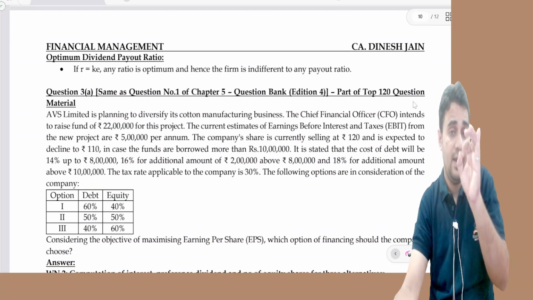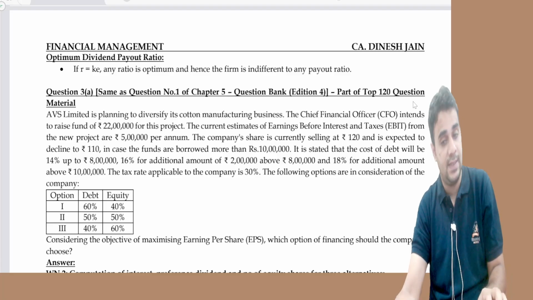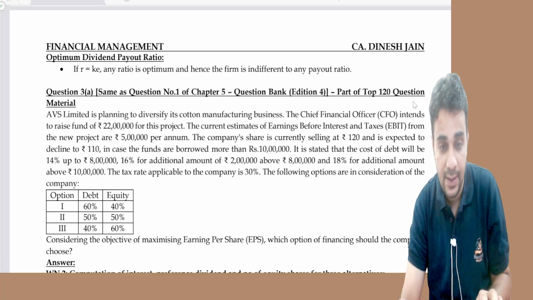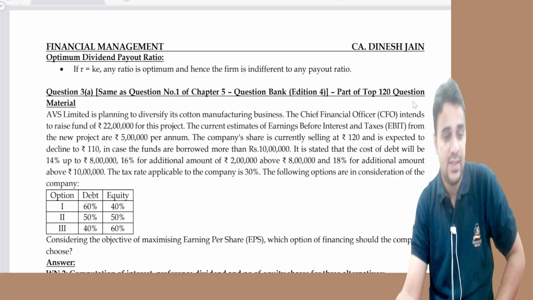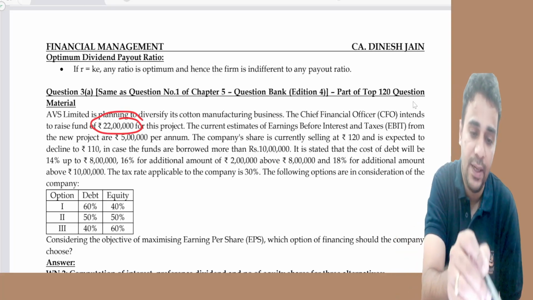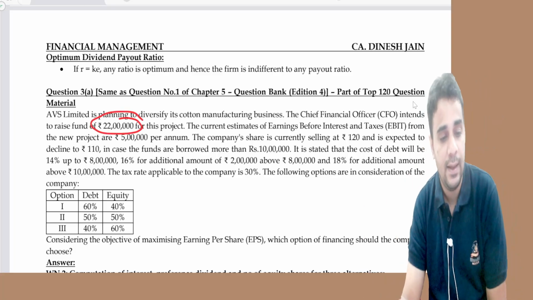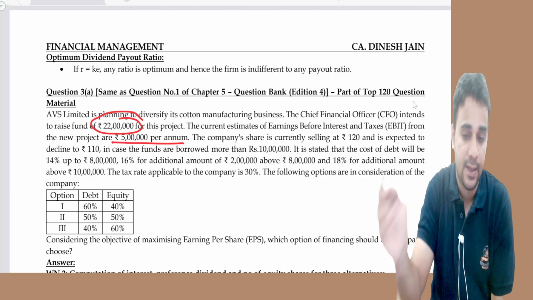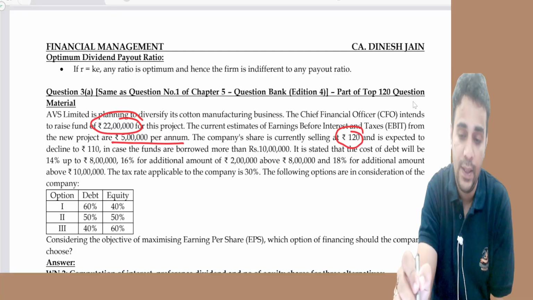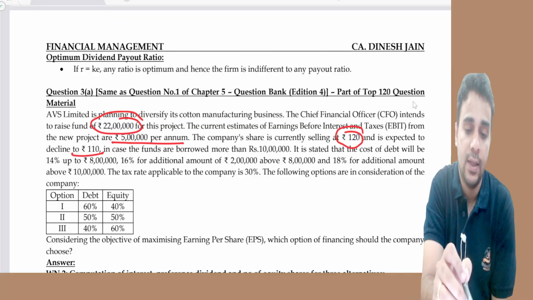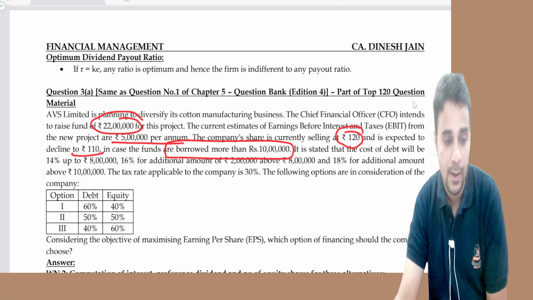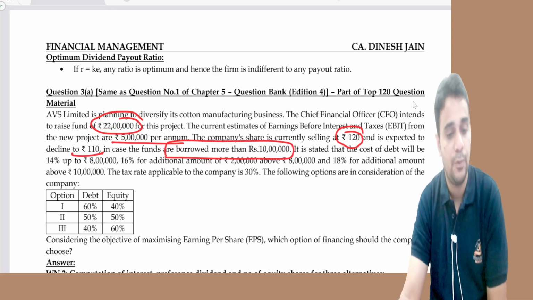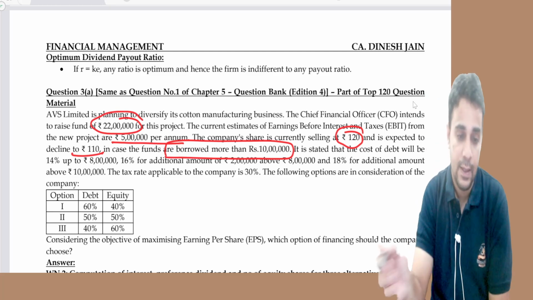Question 3A: the exact question is there in the study material, as well as our material, as well as in the top 120 question material. The CFO wants to raise funds of 22 lakh. Current estimates are EBIT is going to be 5 lakh, straight away given. Share price is currently 120 but will decline to 110 in case you borrow more than 10 lakh rupees. Cost of debt will be 14% up to 8 lakh, 16% for another 2 lakh and 18% for additional.